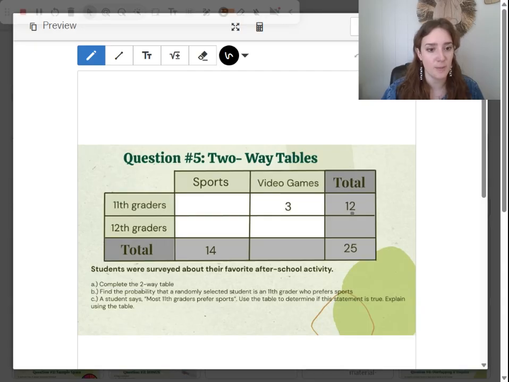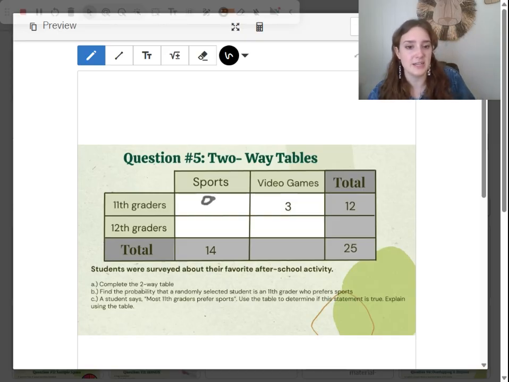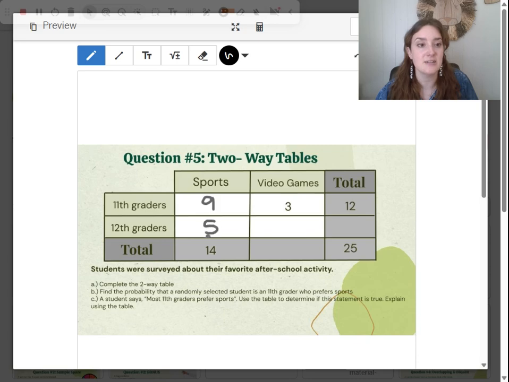I'm seeing for our marginal frequency, our total being 12. So 12 minus 3, so 12, 11, 10, 9. This one here is going to be 9. 9 plus what is 14? Should be 9 plus 5 is 14. 25 minus 12, that's going to be 13. All right. 13 minus 5, so 13, 12, 11, 10, 9, 8. 8, 9, 10, 11. And yep, 14 plus 11 is 25. Okay, so it's all filled in.